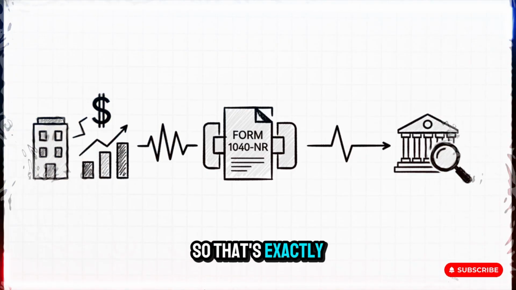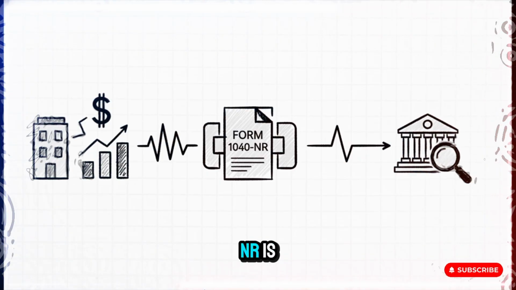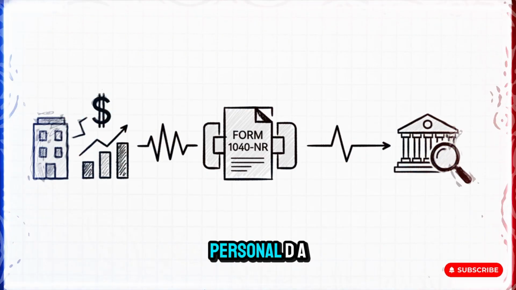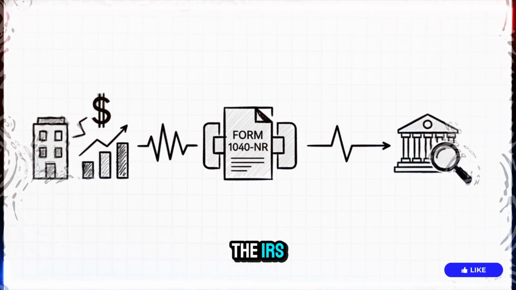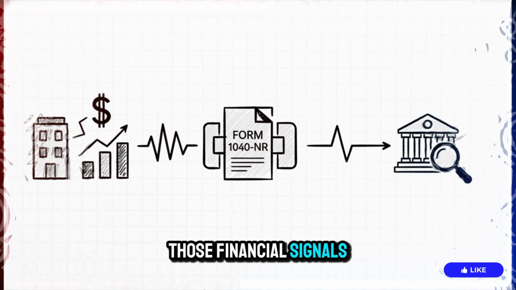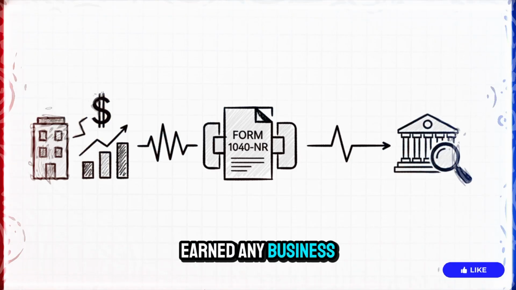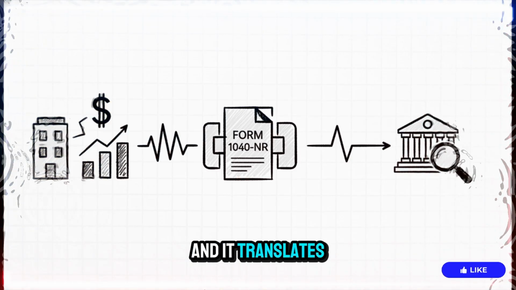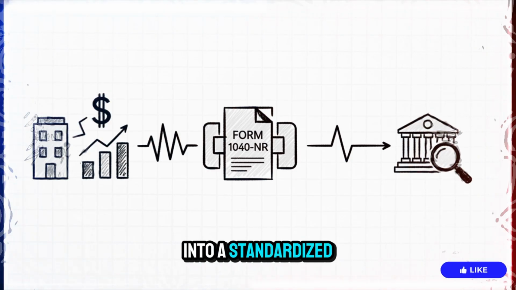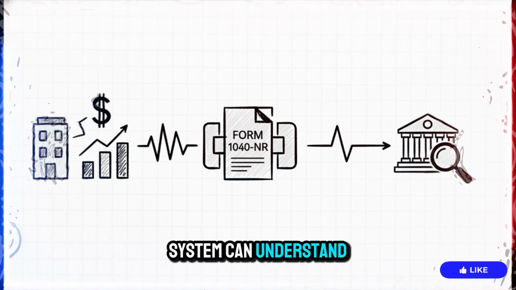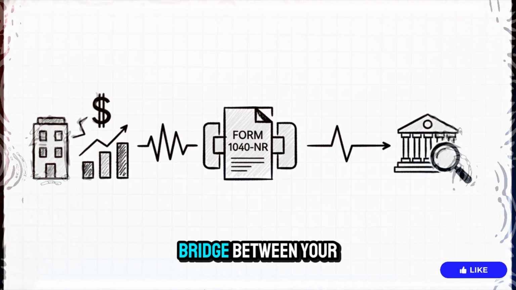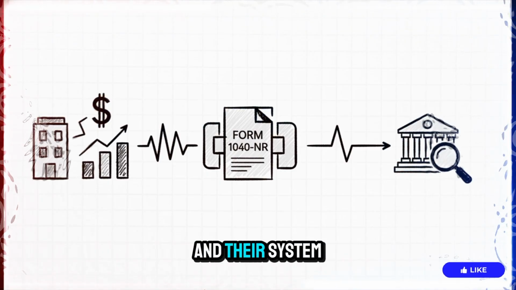So that's exactly what Form 1040-NR is. It's like your personal DAQ system for the IRS. It takes all those financial signals, the money you earned, any business you did in the US, and it translates all of that into a standardized language that the tax system can understand. It's literally the bridge between your money and their system.